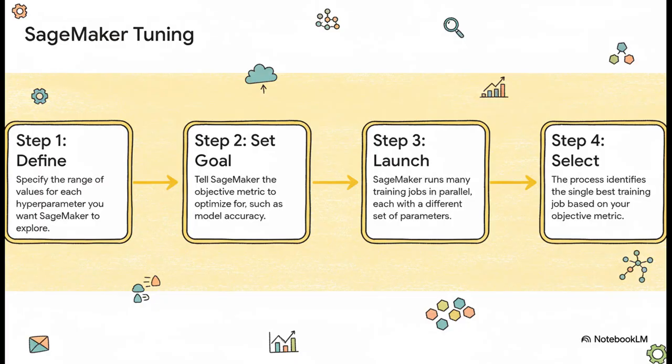And getting it started is beautifully simple. First, you just define the playground. You tell SageMaker the range of settings to explore. Next, you give it the goal. What's the one thing we care about most? Is it accuracy? Something else? Then you just press go. SageMaker launches this whole fleet of training jobs, and in the end, it just comes back and tells you, here's the winner. It's that easy.